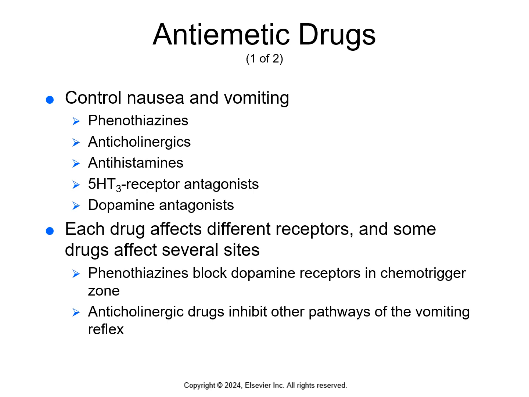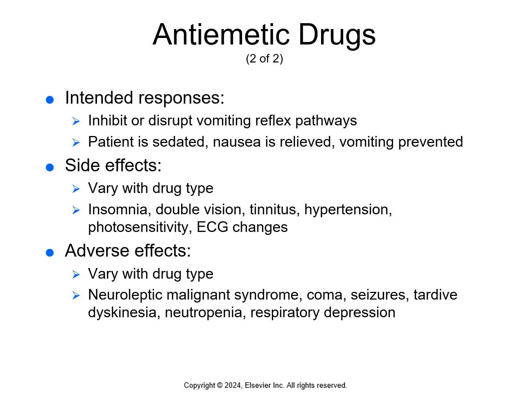What you need to know about the mechanism of action is that they all inhibit or disrupt the vomiting reflex pathway. So for all antiemetics, the intended responses are to inhibit or disrupt that vomiting reflex pathway. Some of them also cause a sedative effect that helps control the sensation of nausea. Some side effects are going to vary with the drug type, so make sure you look at the table titled Common Side Effects of the drugs, and this is on page 342. Adverse effects also vary with the drug types.